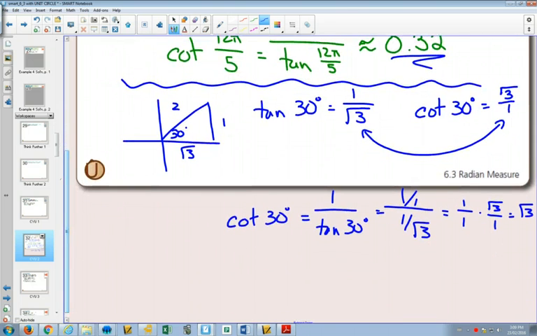So if you're doing reciprocals and you're talking about the ratios, then you can do the reciprocal of the ratio right away. But if you're doing reciprocals and you have an angle, the angle always stays the same. The angle never gets flipped.